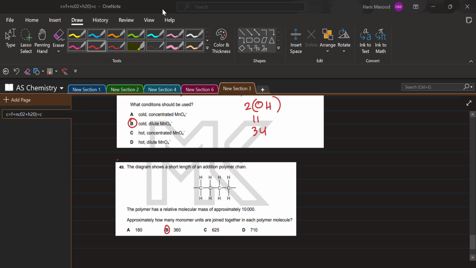Furthermore, in the marking scheme, I saw that they have expanded this structure as well. Okay, you can do that as well. It is an optional thing.